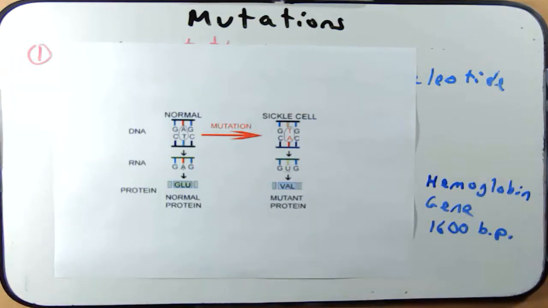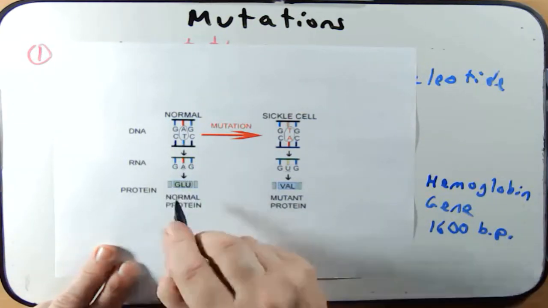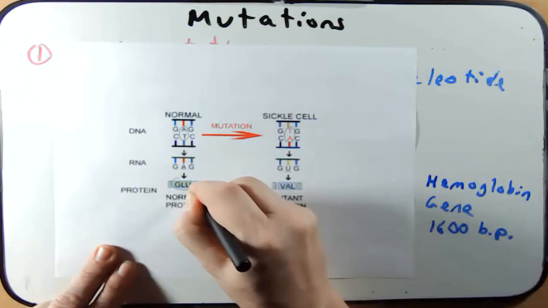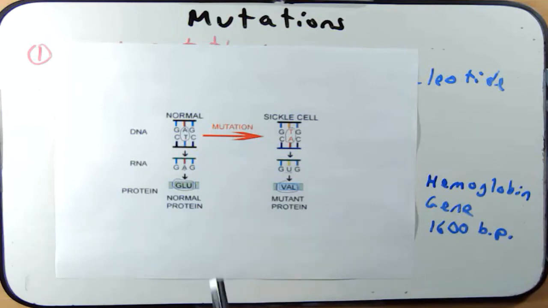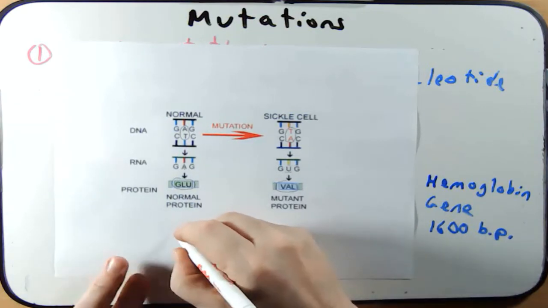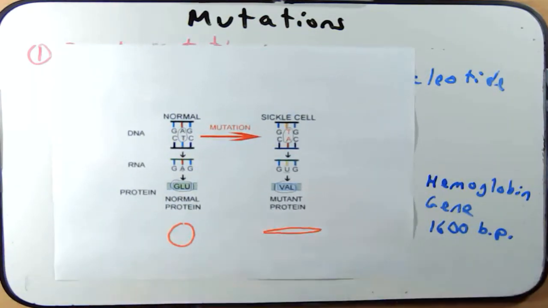You don't need to remember glutamic acid or valine. What I want you to remember is that having just one nucleotide change causes one amino acid to change, only one amino acid in this protein. This one change is what allows a red blood cell to go from being a circular, flexible red blood cell to a sickle-shaped red blood cell, just that one mutation. And that can lead to the disease known as sickle cell anemia.